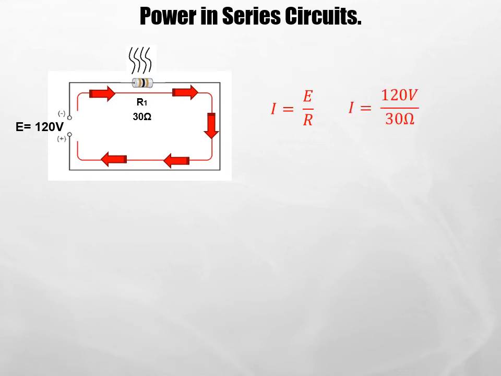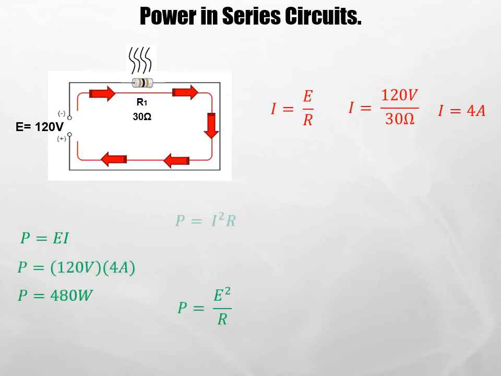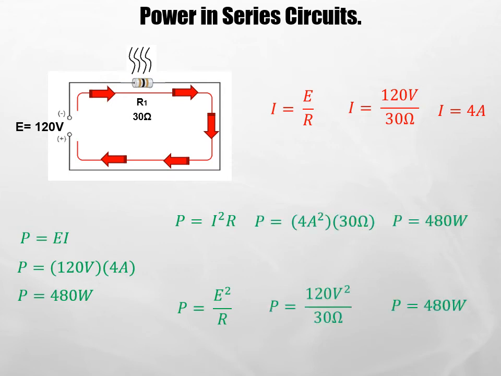We calculated the current, and in this case it was 4 amps. And then using that current, we could use any of our three power formulas to calculate the power dissipated in the resistor. We could have used P equals E times I and ended up with 480 watts. Or we could use P equals I squared R, or E squared over R, and equally get the same answer of 480 watts. All of these formulas still hold true.